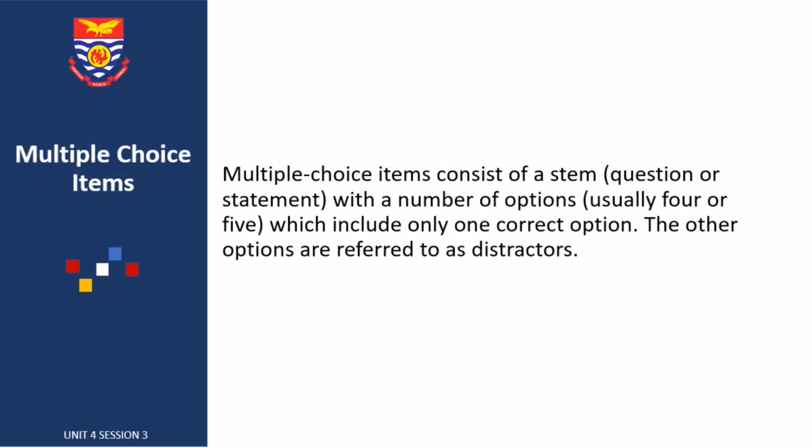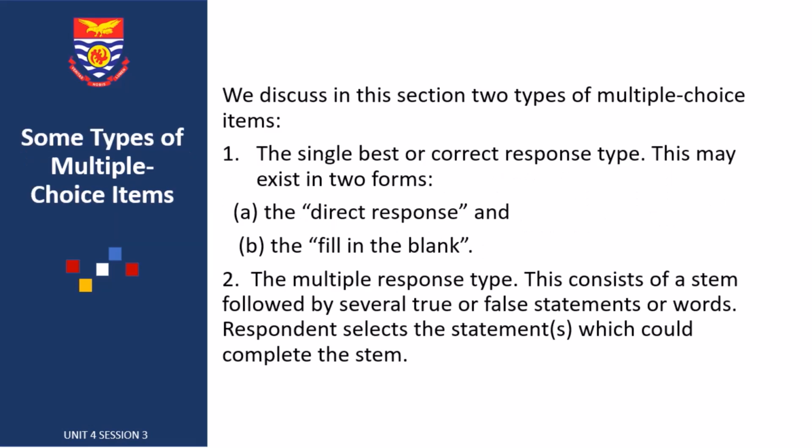So let's look at the multiple choice items. Multiple choice items consist of a stem, that's a question or statement, with a number of options, usually 4 or 5, which include only one correct option. The other options are referred to as distractors, which I've talked about already. So let's look at some types of multiple choice items.